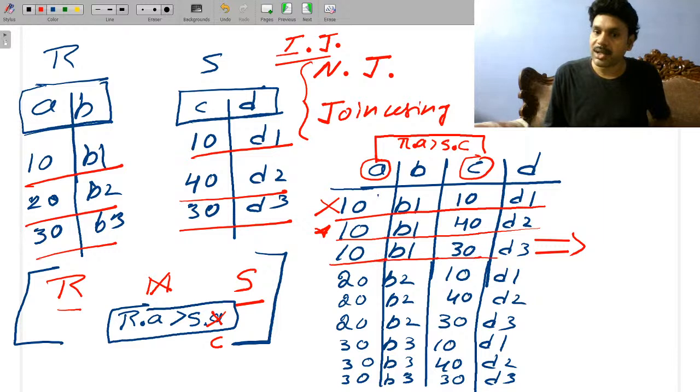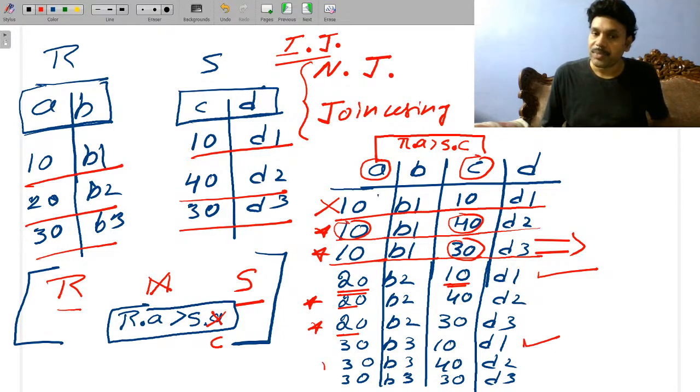10 is not greater than 30. Please observe here and there, I am mapping. It's also gone. This 20 is greater than this 10, so it will come. 20 is not greater than 40. 20 is not greater than 30. So this will come, and this will not come, and this will not come.